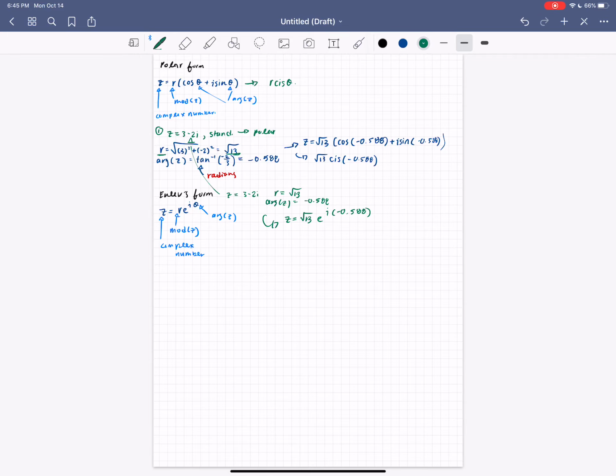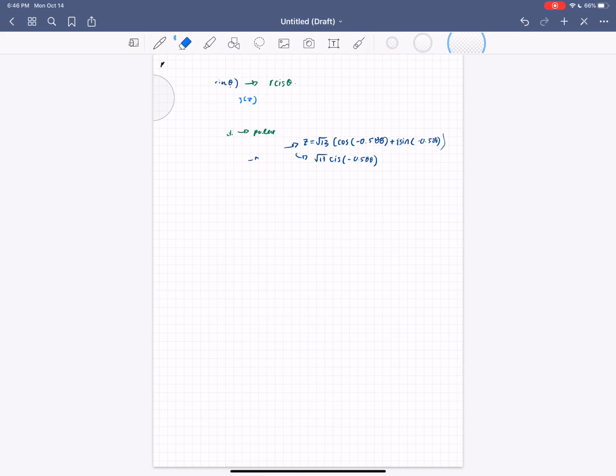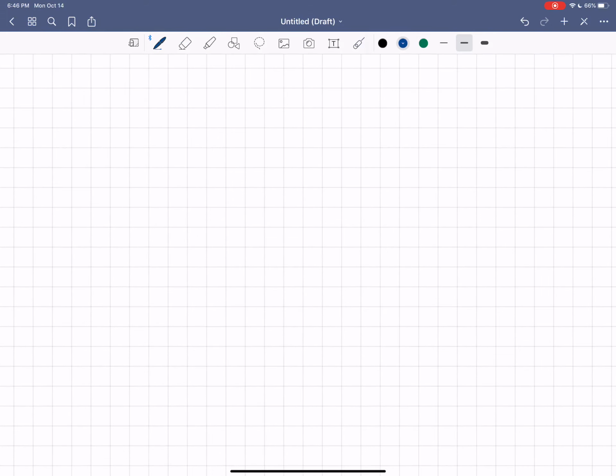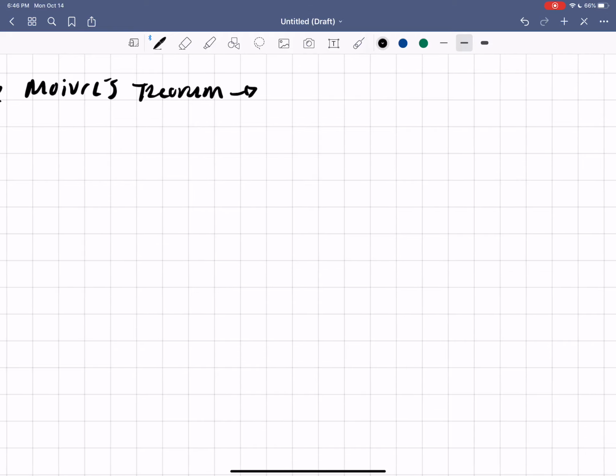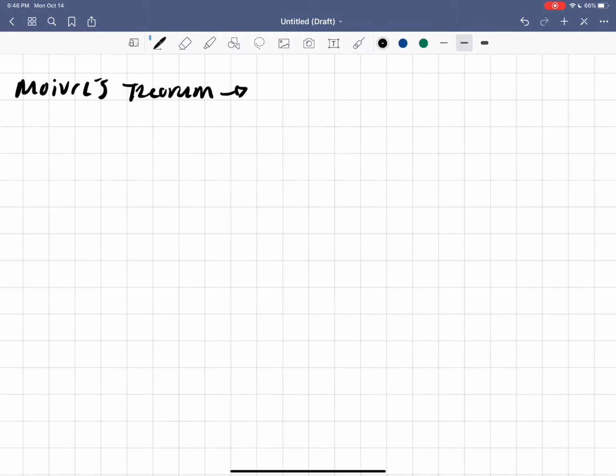So moving a bit forward with the operations we were talking about earlier, one operation I didn't go over was powers, and raising complex numbers to powers. Now, to do that, you're going to have to use de Moivre's theorem. And this helps us evaluate the powers of complex numbers.